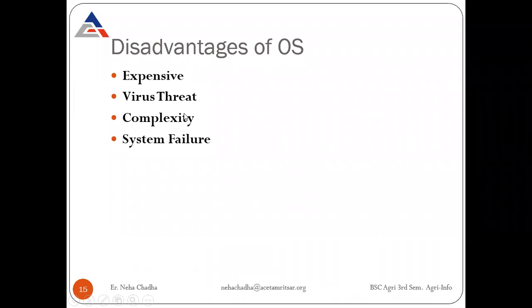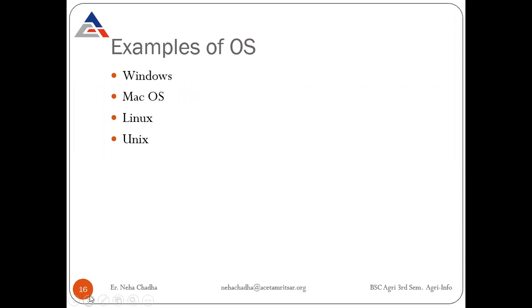Some operating systems are not secure. Windows is an operating system which generally gets affected by viruses. Virus attacks are very common on Windows. Then complexity is there. Then system failure could be there. A few examples are Windows, Mac operating system, Linux and Unix.